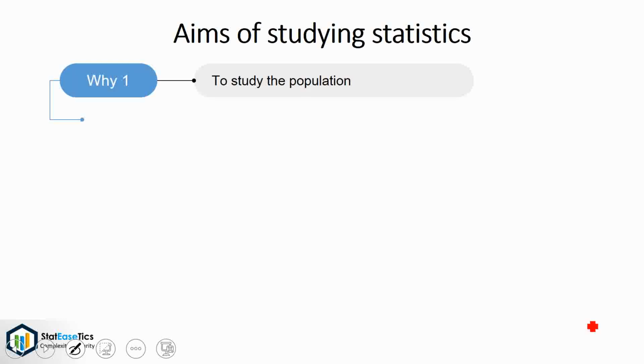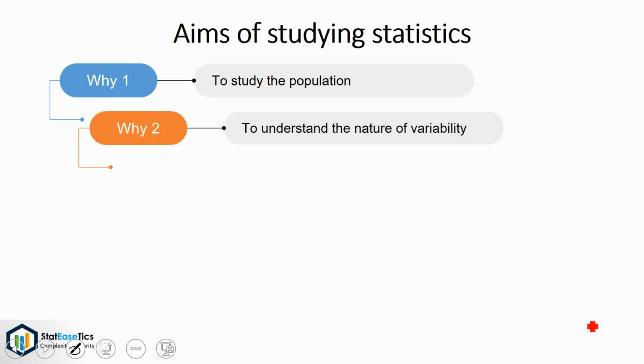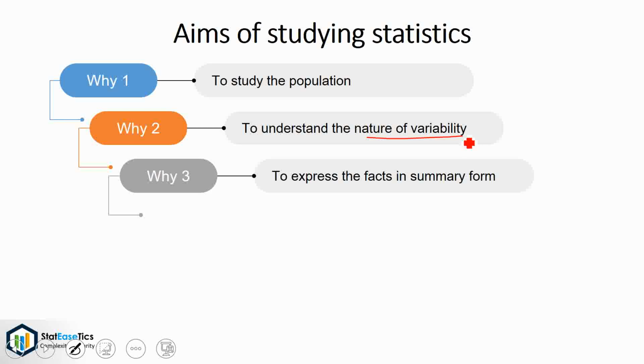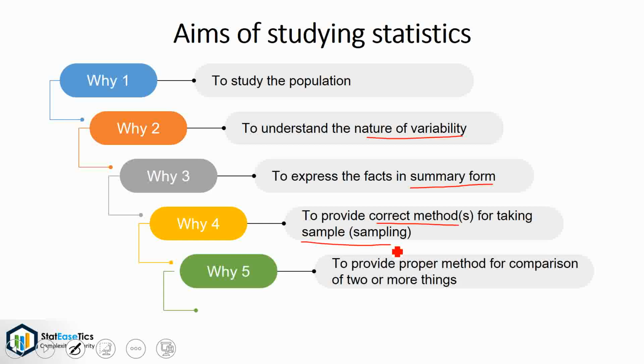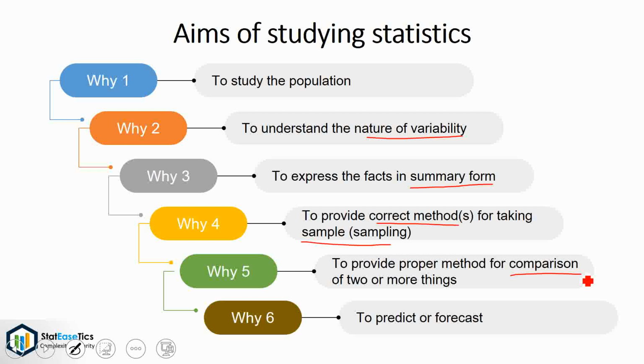Aims of studying statistics. The first is to study population, that is, the study of population on the basis of sample. Then, to understand the nature of variability. To express the facts in summary form, that is, the facts that are based on large number of observations. To provide correct methods for taking sample. To provide proper method for comparison of two or more things.